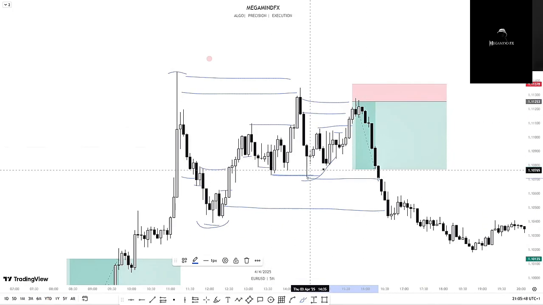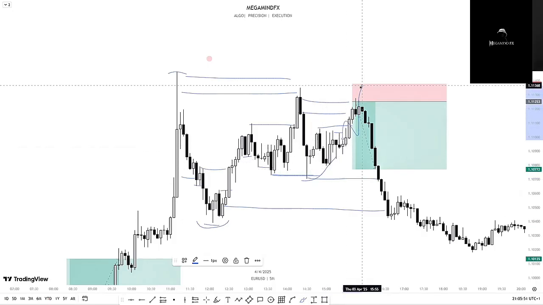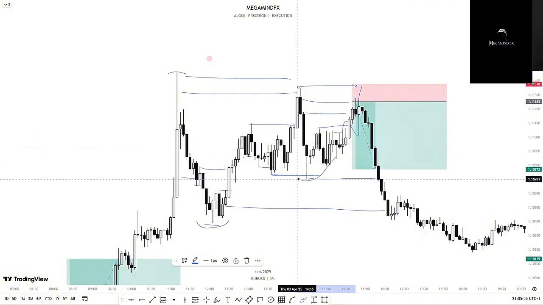The only reason why I can buy from here is when price comes, takes this guy out, correct? If it takes it out, then I can vouch for this area to be a strong buy. You see that now? Yes, sir.